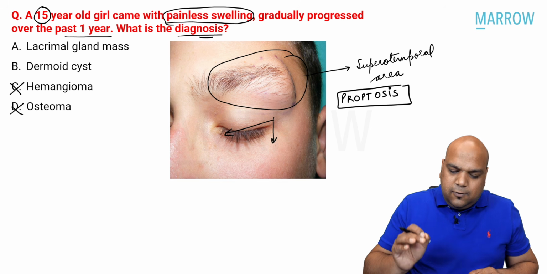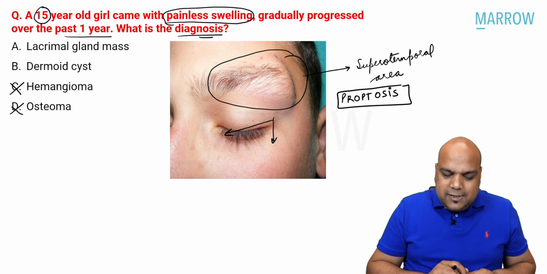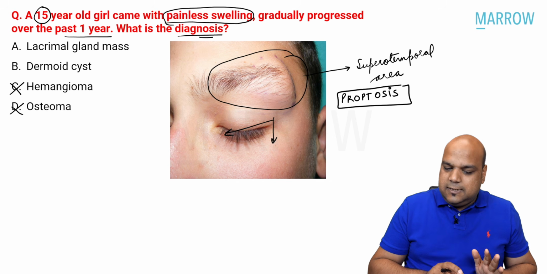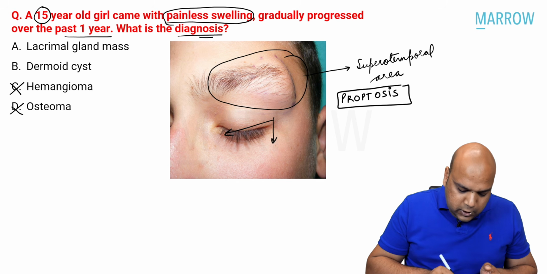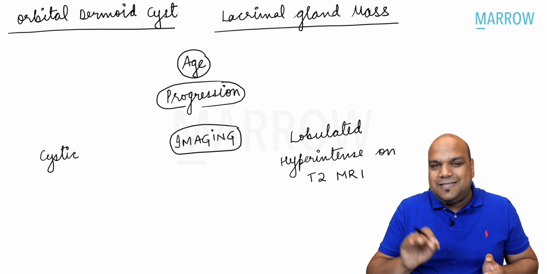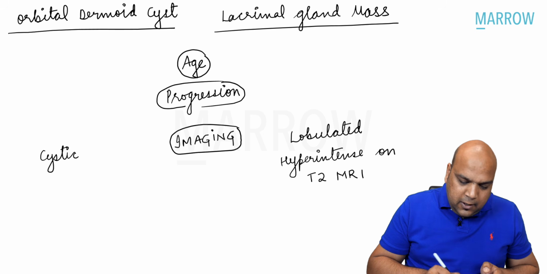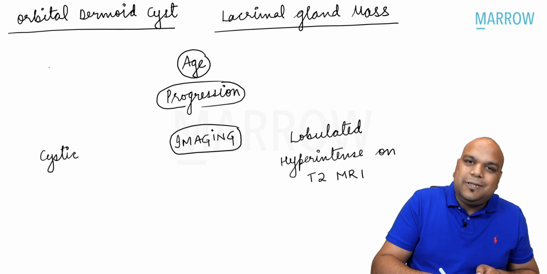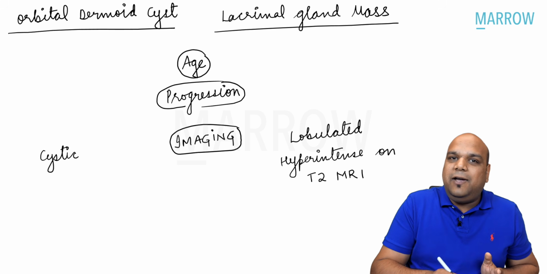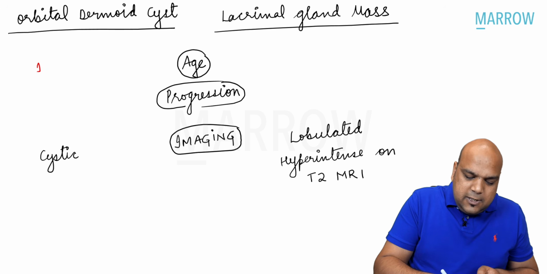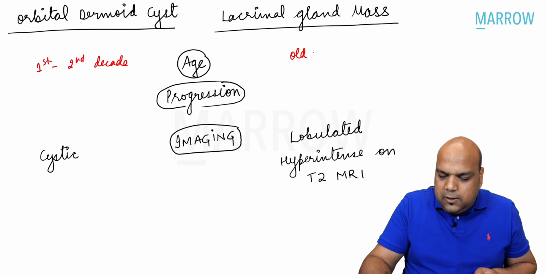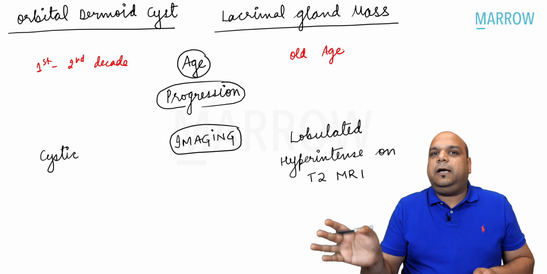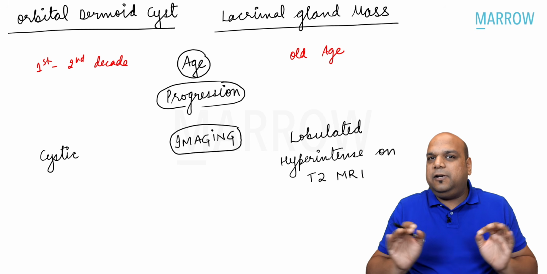Now, the rest of the answer depends on the question. What is the age? Lacrimal gland mass, dermoid cyst. What is the swelling? Painless, painful. What is the progression? So if we can differentiate between these two, the main difference is of age. Orbital dermoid cyst, we know this will start to form somewhere before 20 years of age. So it forms in the first to second decade of life. But lacrimal gland mass usually forms in old age, fourth, fifth decade of life. That is the biggest key differentiator.